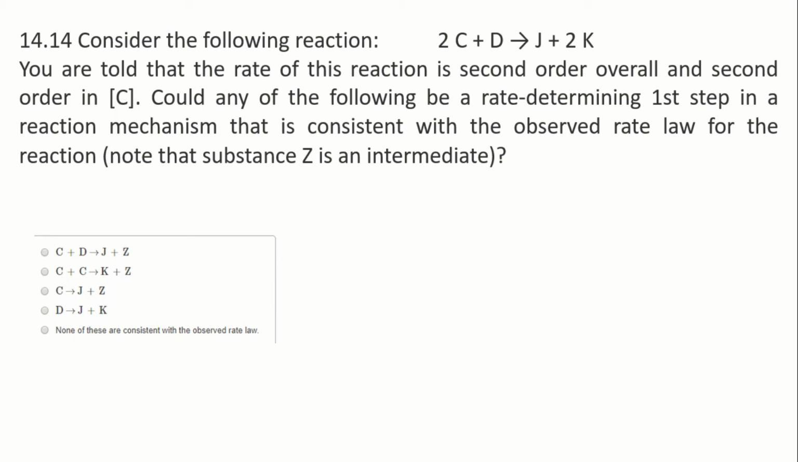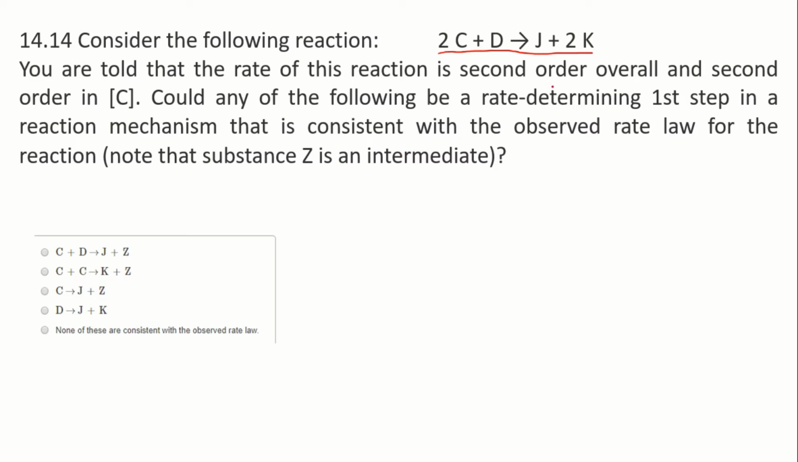There were a couple questions that came in about question 14.14, so I just wanted to go over that because it relates to trying to put together the rate law with what we know about the reaction. So we have this reaction: 2C reacts with D to form J and 2K, and that's our overall reaction.